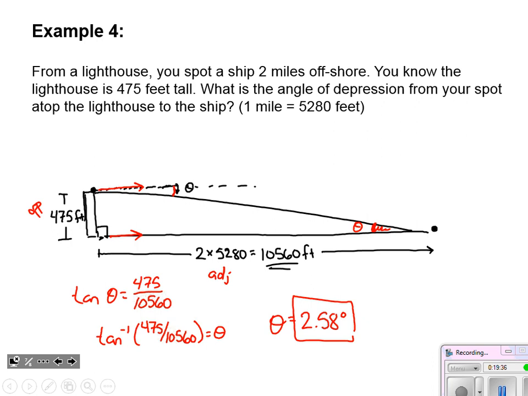Which, if you think about a protractor, 2.58 degrees, you're not looking down very far. But that makes sense because that ship is so far away. If you're looking straight out, you don't have to look down very far to find that ship on the horizon.